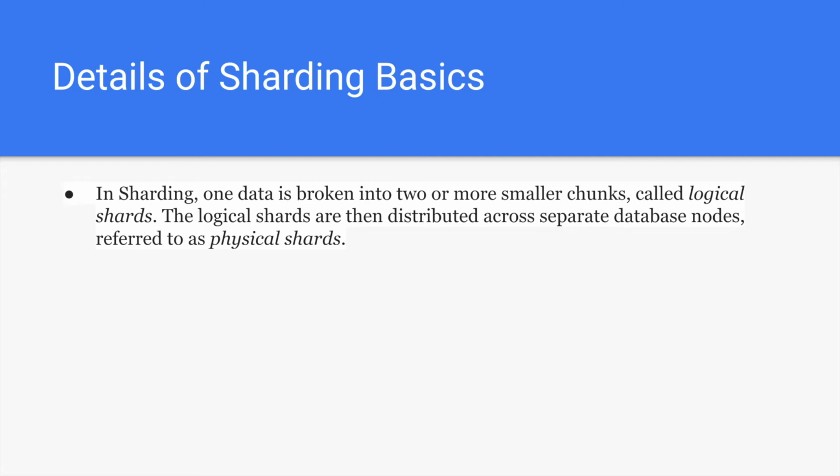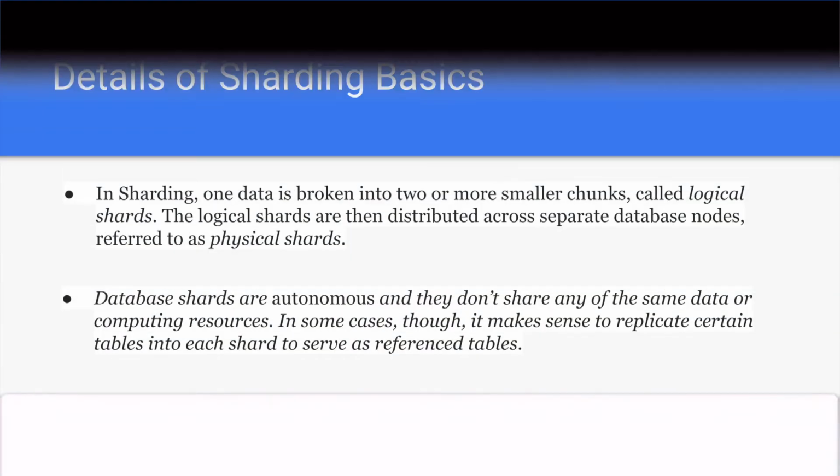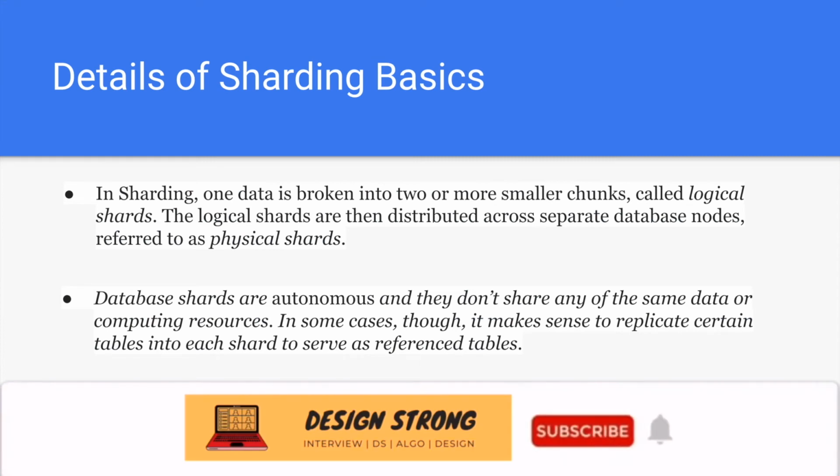Now, in order to understand database shards, let's try to understand some more points. Database shards are autonomous and they don't share any of the same data or computing resources. In some cases though, it makes sense to replicate certain tables on multiple shards, but the idea behind sharding was not to have replication. Replication is something which we create for availability.